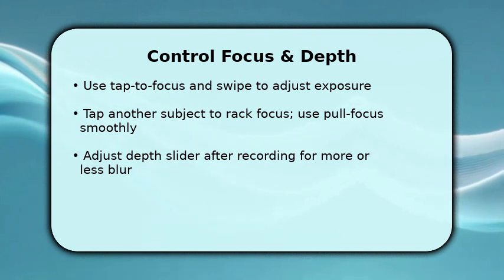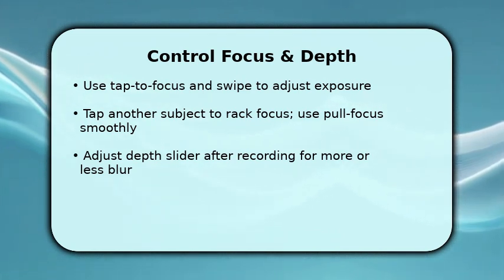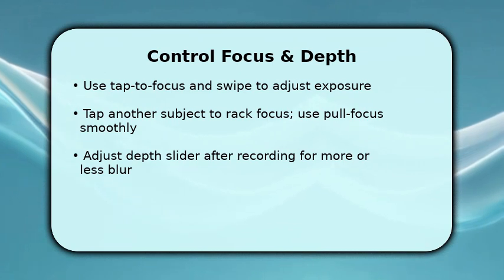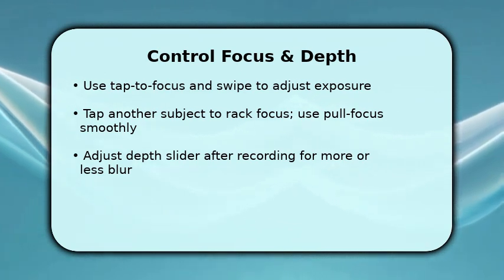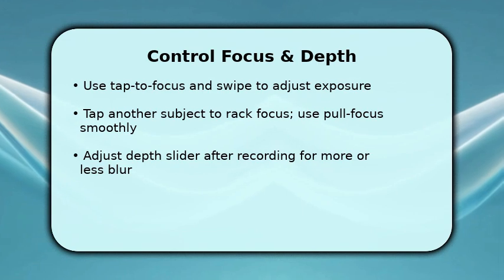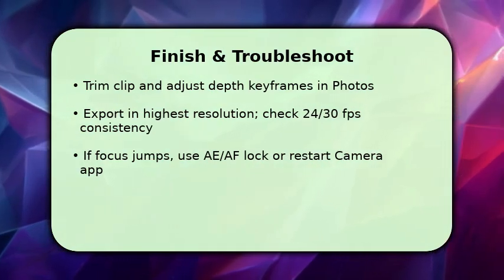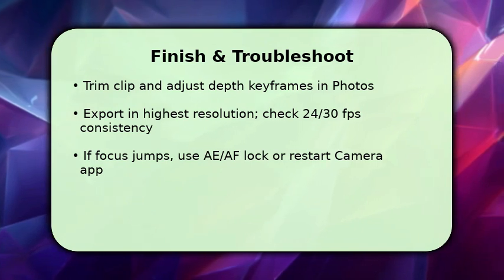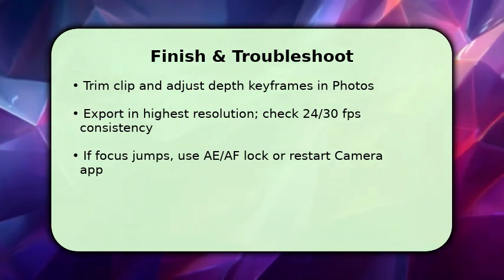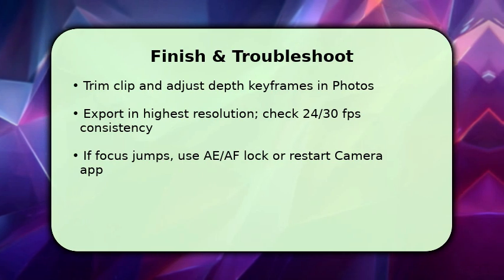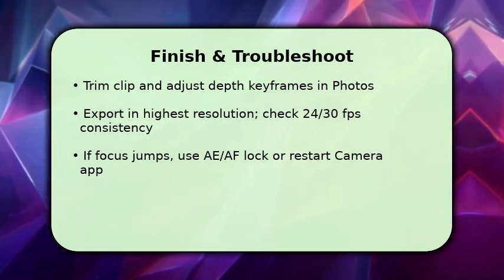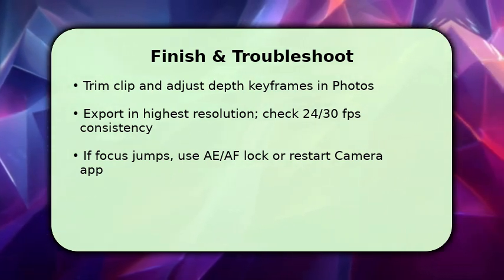After recording, open the clip in Photos and use the depth slider to increase or decrease background blur. This is why you shot with distance between subjects. To finish, trim your clip and refine depth keyframes in Photos so focus pulls happen exactly where you want them. Export using the highest resolution available and confirm your chosen 24 or 30 FPS stayed consistent for smooth playback.